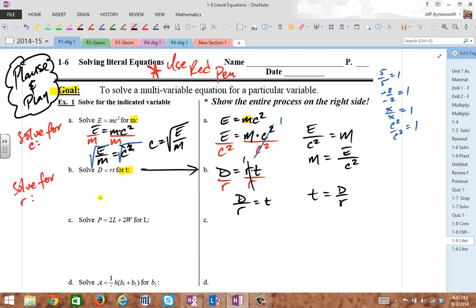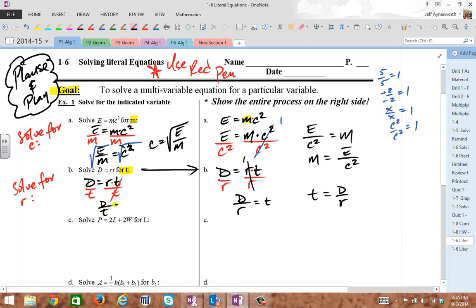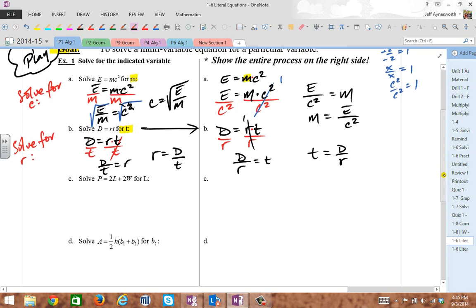All right. Hopefully you did your best. Let's take d equals rt, and let's solve for r now, the variable r. Now, r is being multiplied by t. So I have to divide by t to cancel that out and isolate my variable. And I get distance divided by time equals r, or r equals distance divided by the time. Again, you can switch the sides of the equation anytime you like.